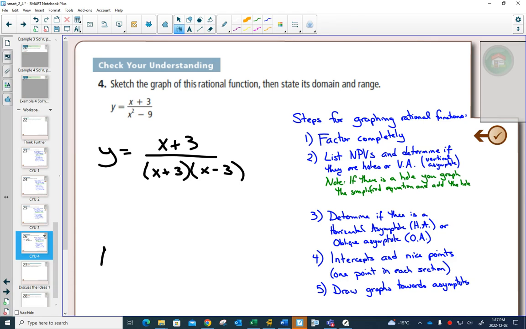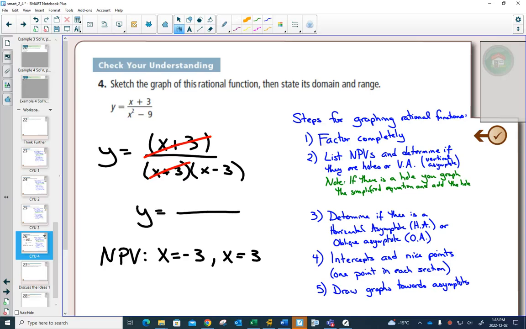I'm going to leave some space here because I hope you can see that the x plus 3's are going to cancel out. So I'm going to write the simplified version, but our non-permissible values, we still have negative 3 and positive 3 as our non-permissible values. If a non-permissible value cancels out, which happens here with the x plus 3's, then you should write the new equation that's simplified. And I'm going to write that new equation and put a green box around it.